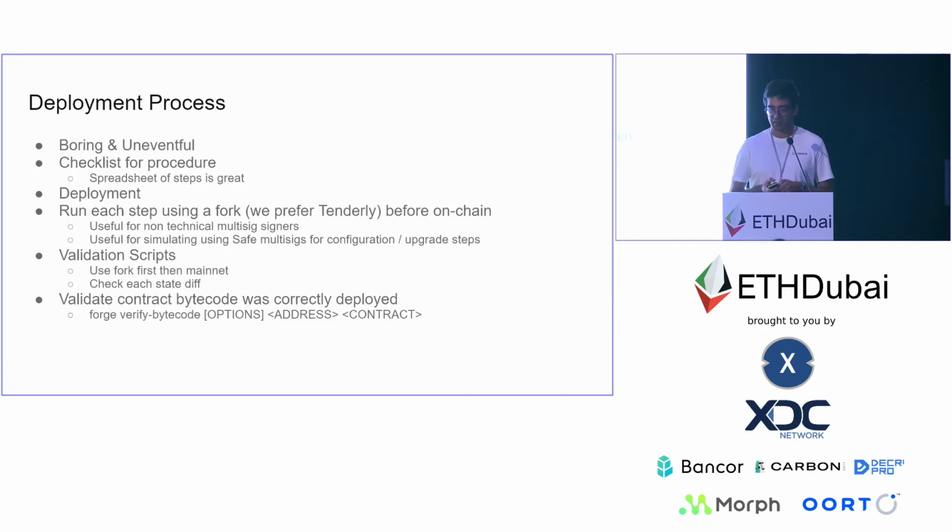And to round things off, just to cover what we've done: you've got this checklist, you've run through each step, and you've done it against the fork. Each step, before you do your actual transaction on mainnet, you run your validation script against it, so you're confident that your system's been upgraded the way that you expect.